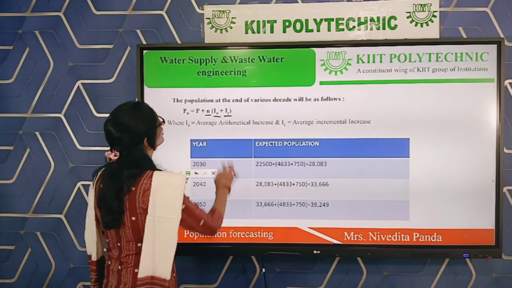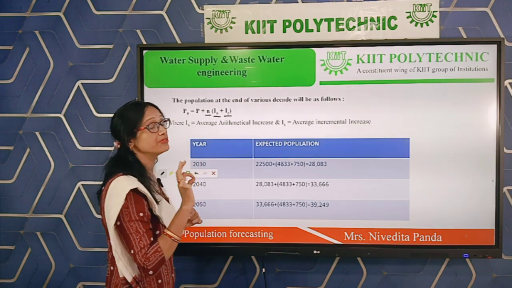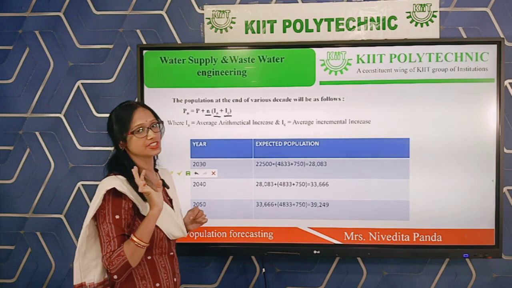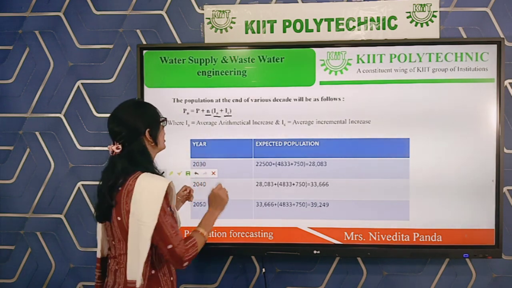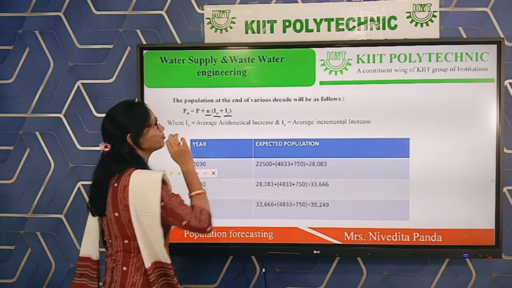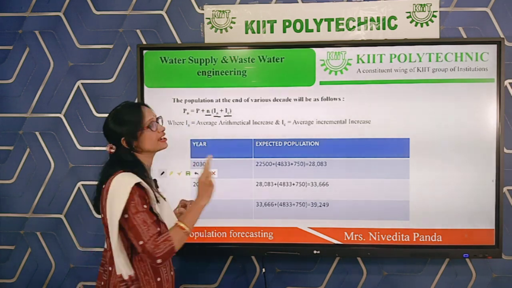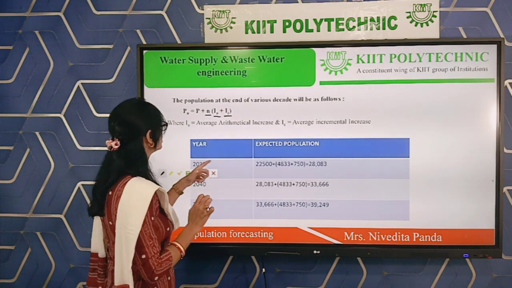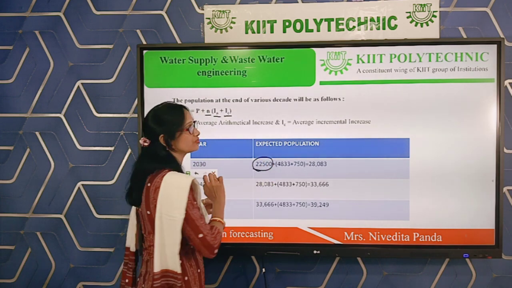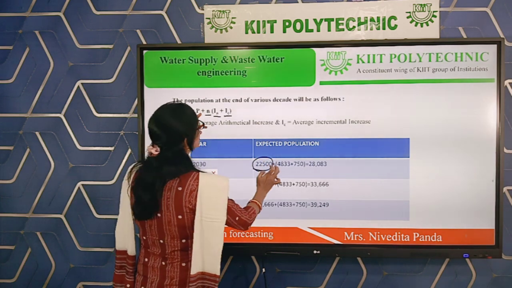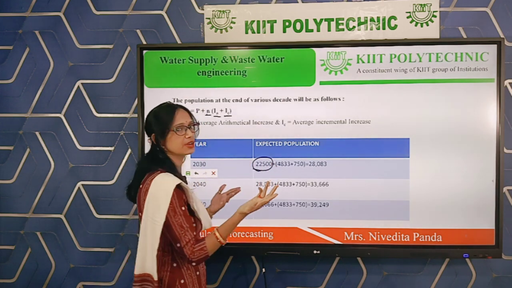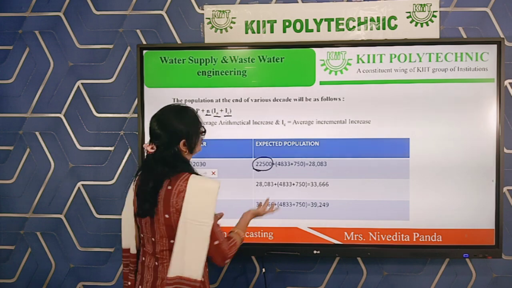Here, Ia is the arithmetical average increase and Ic is the average incremental increase. These two things we have to add and multiply with the decade, which is always constant, that is 1. P is the present population and Pn is the expected population. So for the expected population in 2030, we are taking P, the value is 22,500. Next is 1. As it is 1, I have not written it here. Everything you multiply by 1, you get the same result.